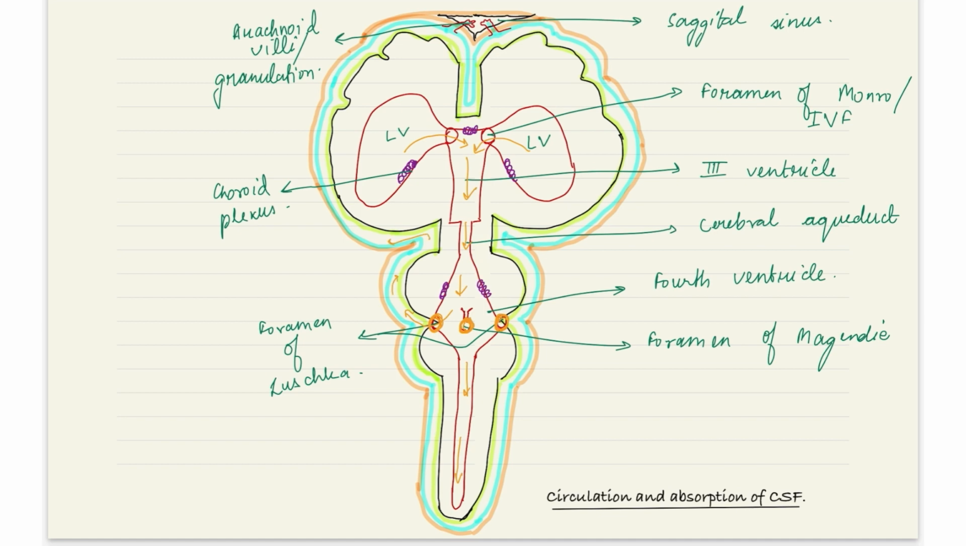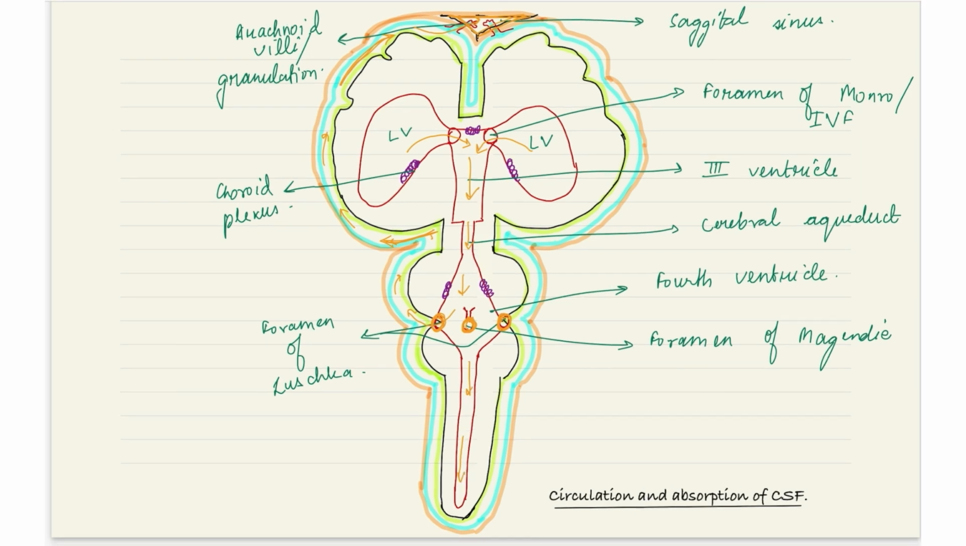This is the inferior surface of the cerebrum. It moves up. This is the superolateral surface of the cerebrum. Then these are the arachnoid granulations. So from the arachnoid granulations, the CSF moves to the superior sagittal sinus. So this is the superior sagittal sinus. Now from the superior sagittal sinus, it moves to the internal jugular vein and then into the circulation.